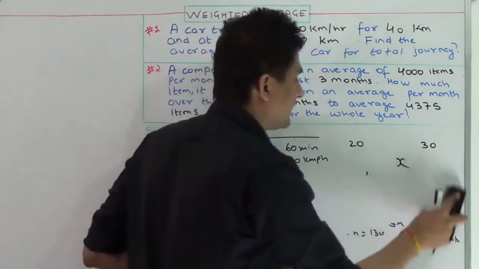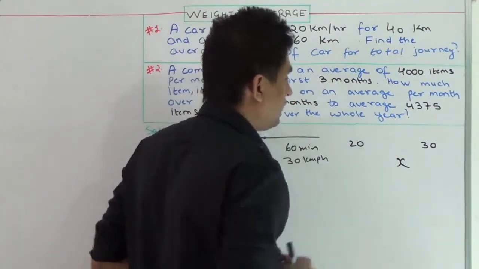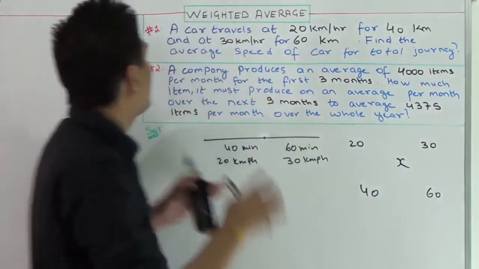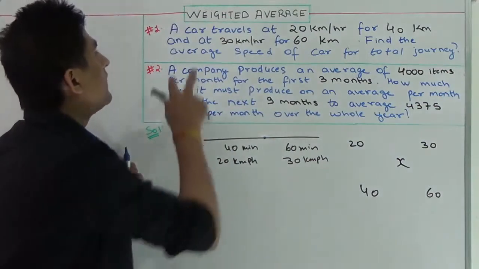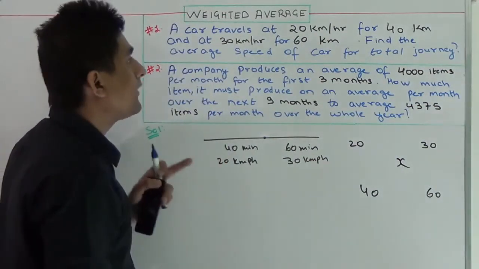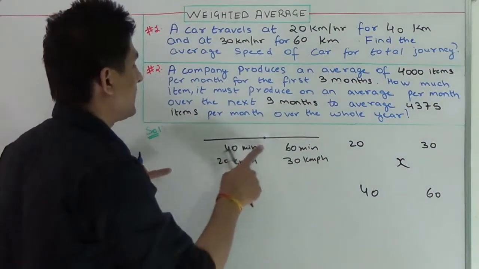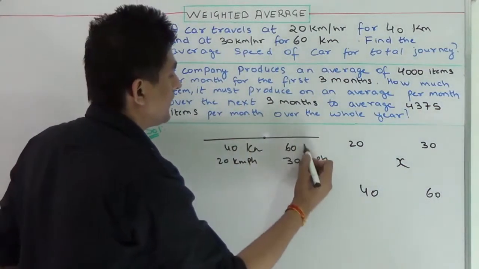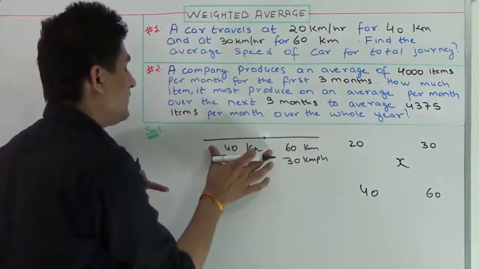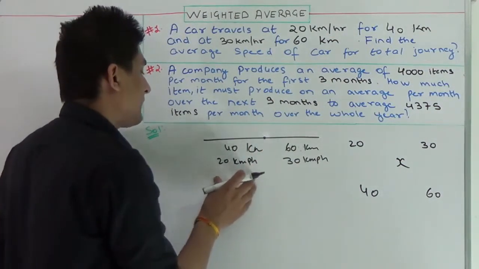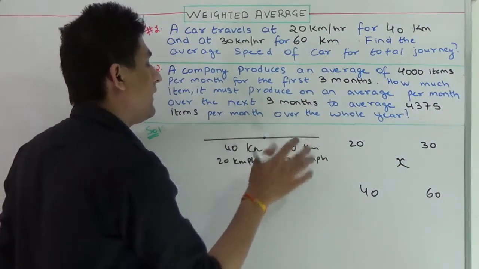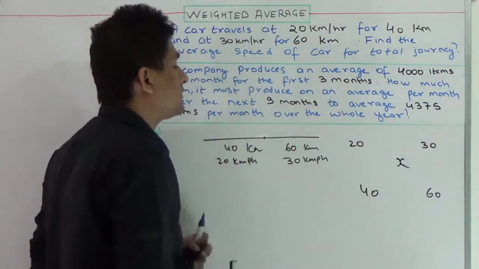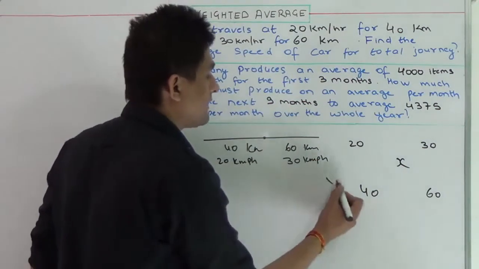You cannot directly write like this, that the values will be now 40 kilometer and 60 kilometer. Why? If I read the question, the car travels at 20 km per hour for 40 kilometers and at 60 km per hour for 30 kilometers, and we have to find the average. So now we cannot apply allegation like this.